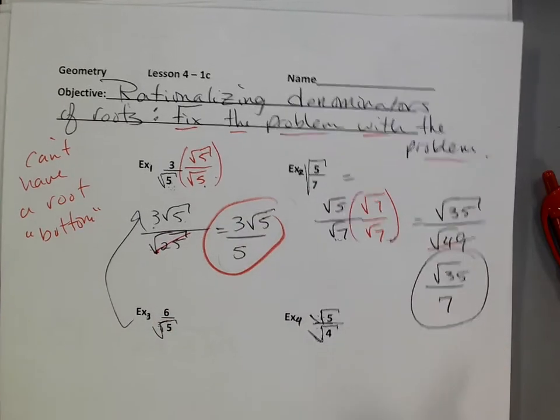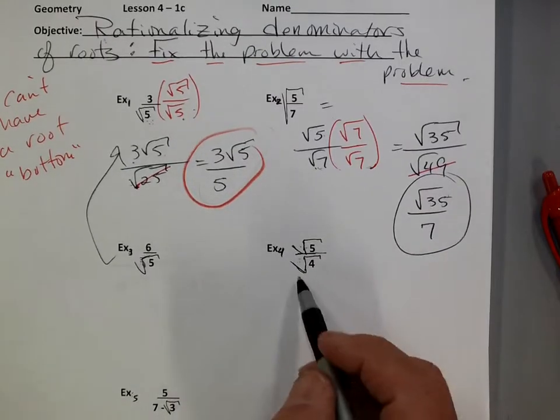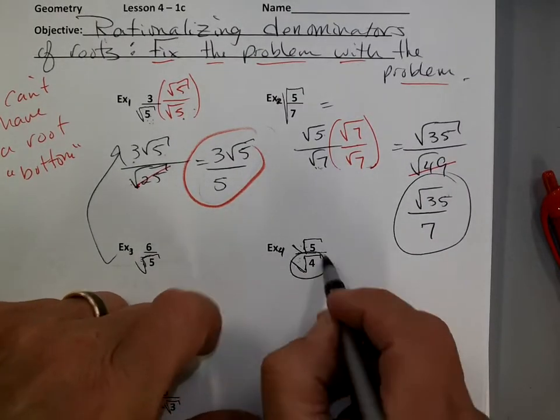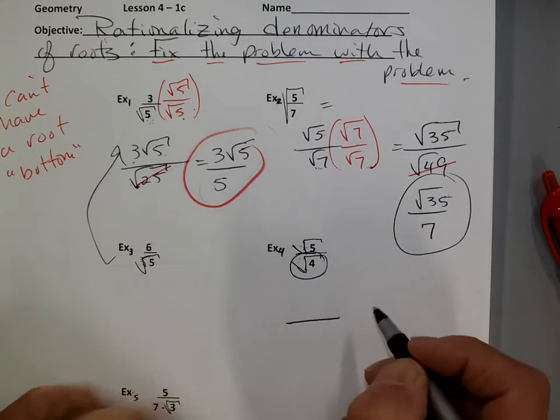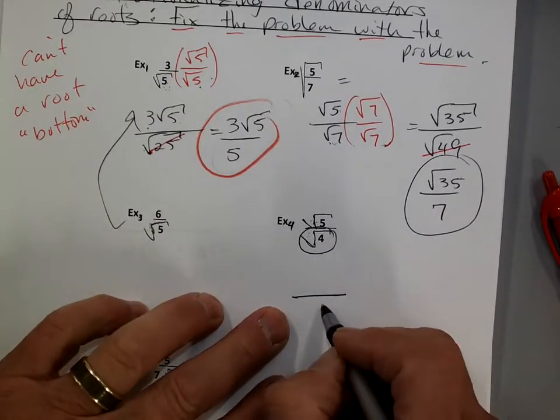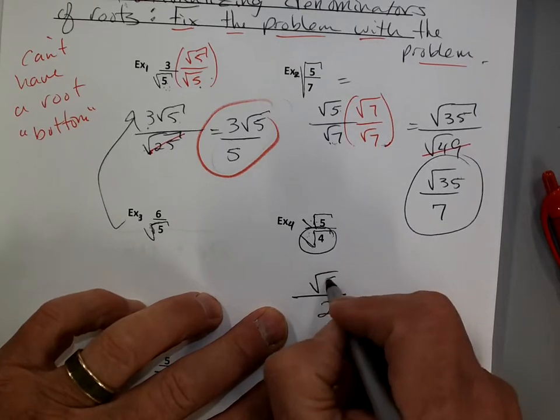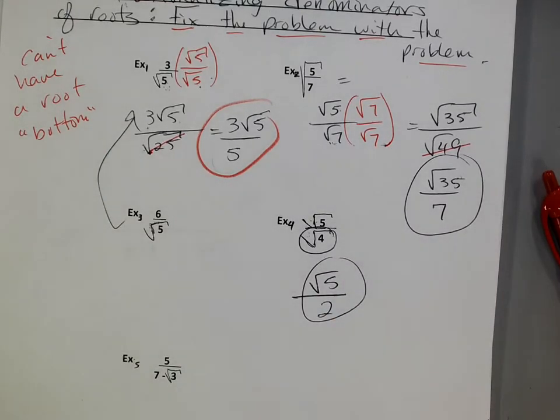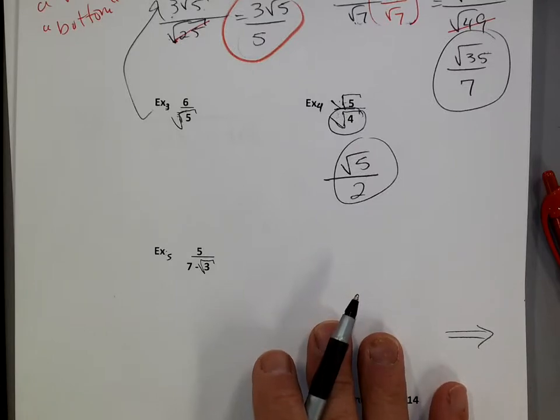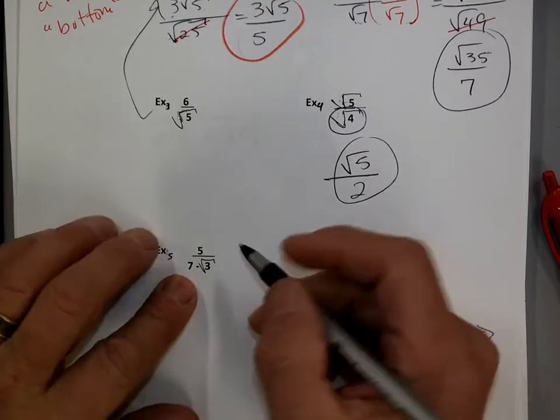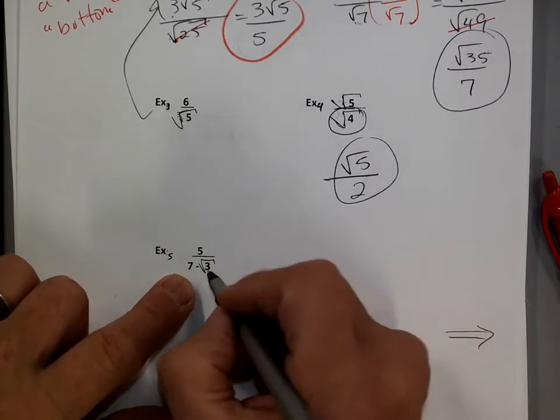If you guys want to do that one on your own. Example 4 is kind of unique because of the 4. Example 4 is kind of easy. You know the square root of 4 is 2, so it takes care of itself. Okay, done, because you don't have a square root in the bottom. Now, example 5. This one is different. It's going to take some work.